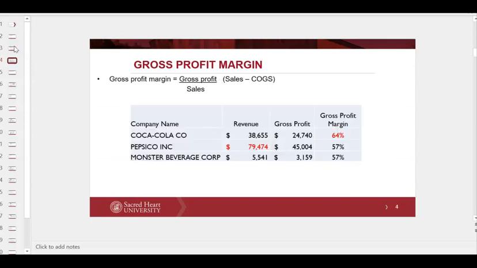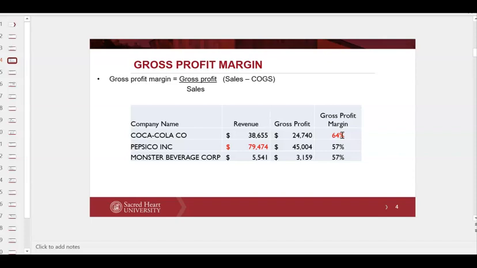Here we see the gross profit margins of Coca-Cola, Pepsi, and Monster Beverage Group. These 3 companies are going to be the key companies that we focus on in this video and this week. We see the dollar sales of revenue, the dollar amounts of gross profit, and then the gross profit margins. What's important to point out here is that although Pepsi has by far the highest revenue, and look at the comparison of revenue for Pepsi to Monster, Coca-Cola has the highest gross profit margin. So what can we take away from this?